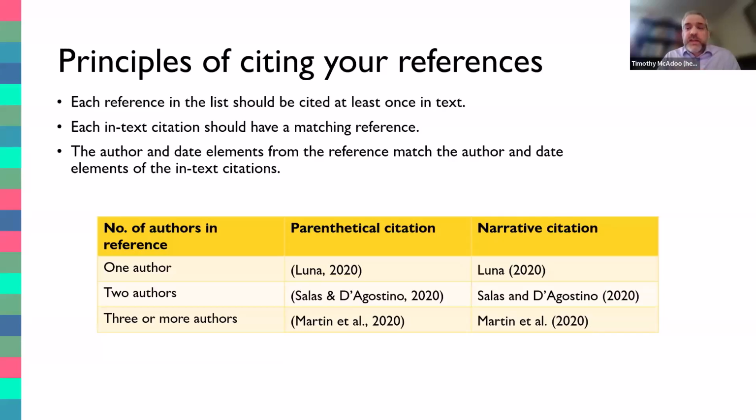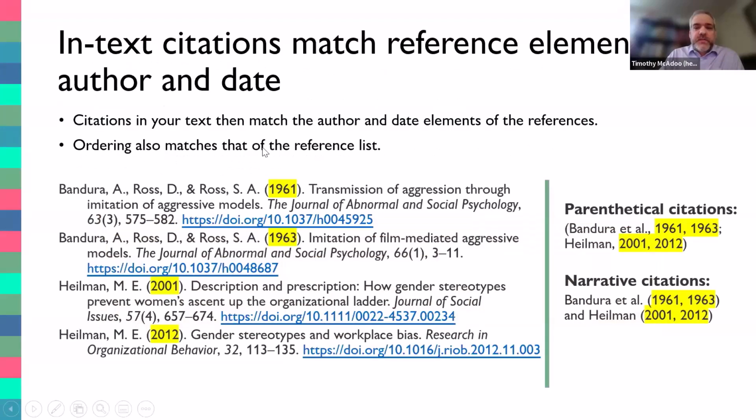Starting first with just basic guidelines about how to cite. You have references with single authors, two authors, or three or more. And in each of those cases, the format for the in-text citations is simple. One author references are cited with the surname and the year. Two author references are cited with both surnames and the year. And multiple author references are cited with the first author's surname and et al., meaning and others, and the year. So next slide, please.